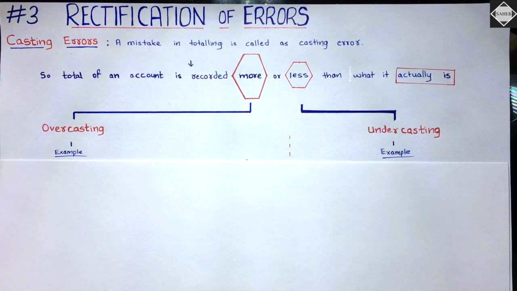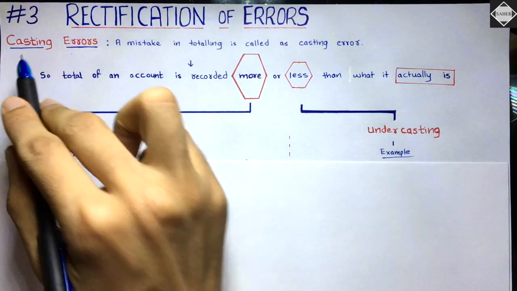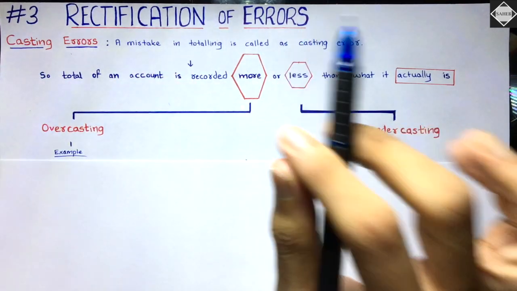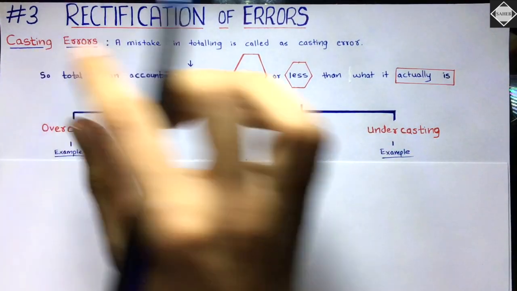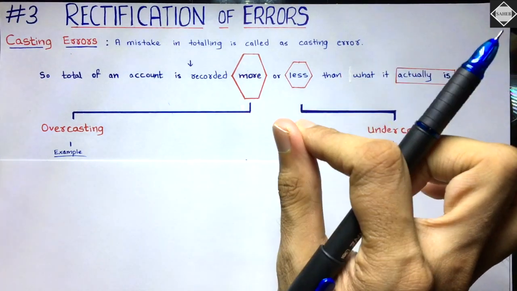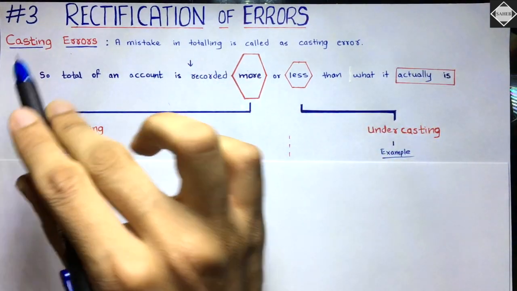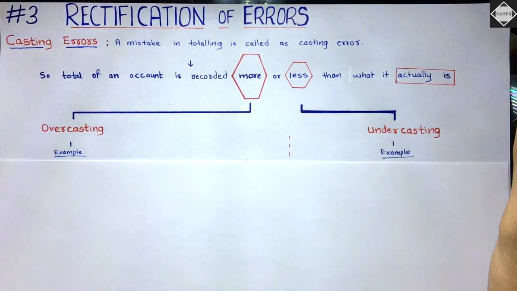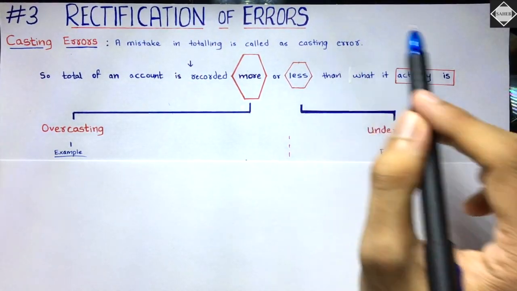Today in this third video of rectification of errors, we are going to only discuss casting errors. So first, let's understand the meaning of casting. See, it's really simple. Casting means to make a sum, to make a total, okay? So a casting error means there is a mistake in the totaling of something. That's what a casting error is.